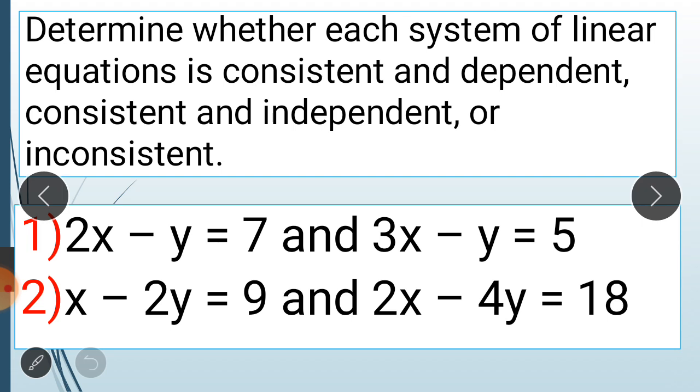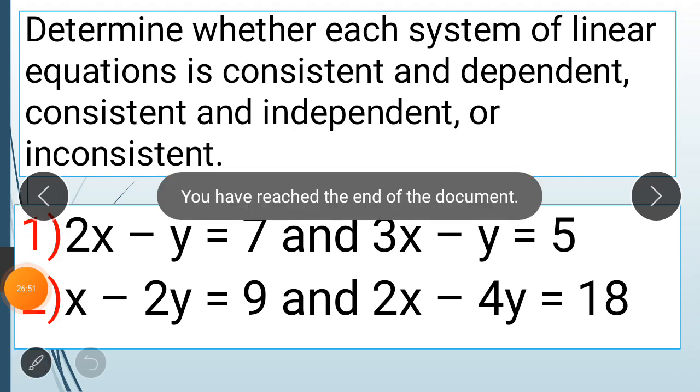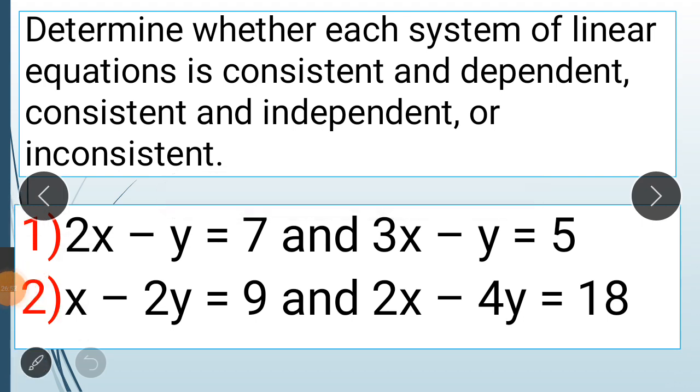This will be your take-home activity. You have to identify whether the given system is consistent and dependent, consistent and independent, or inconsistent. That's it for this. This is only the first part of the enrichment kit, because the second part will be finding the solution of the systems. I hope you enjoy this.